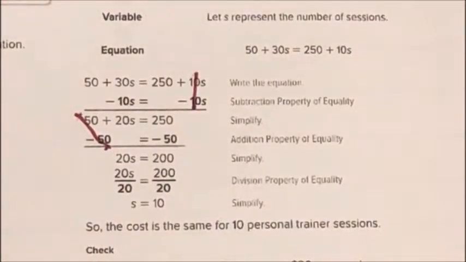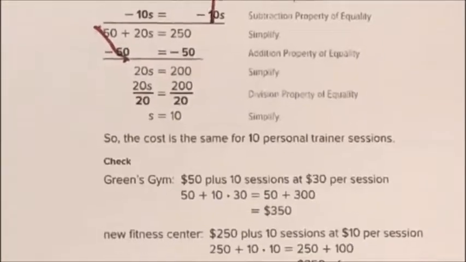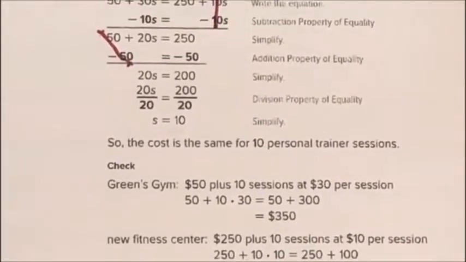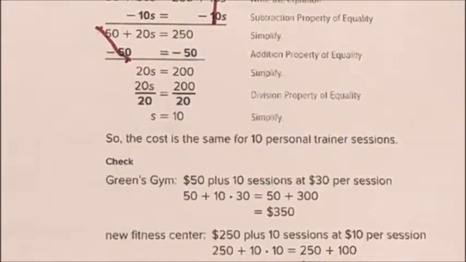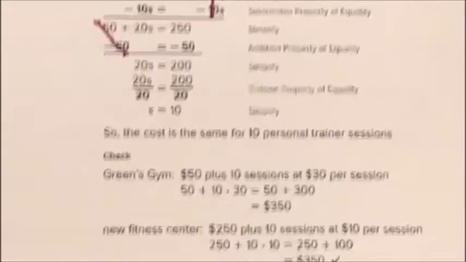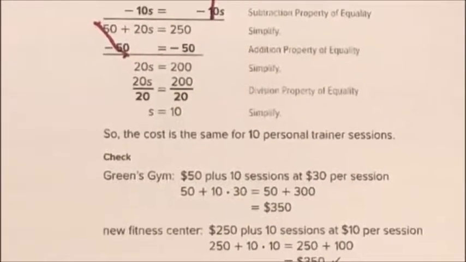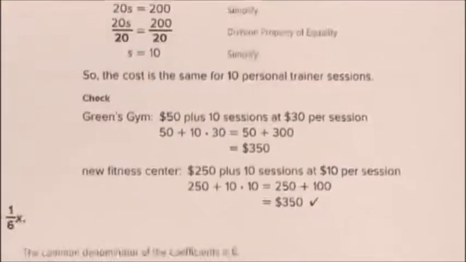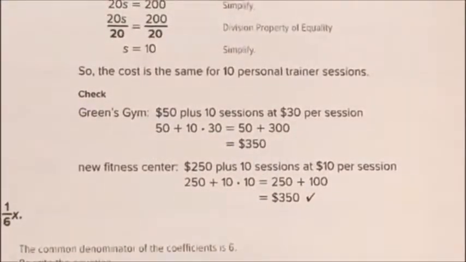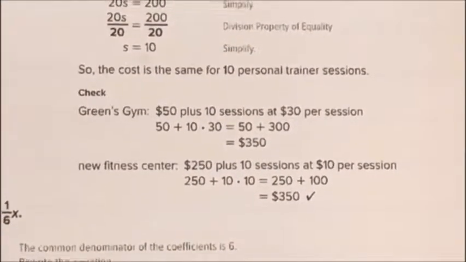Again, I can check. Green's Gym is $50 plus 10 sessions at $30 per session. 50 plus 10 times 30 equals $350. Okay. The new fitness center is $250 plus 10 sessions at $10. $250 plus 10 times 10 equals $350. So they are the same.